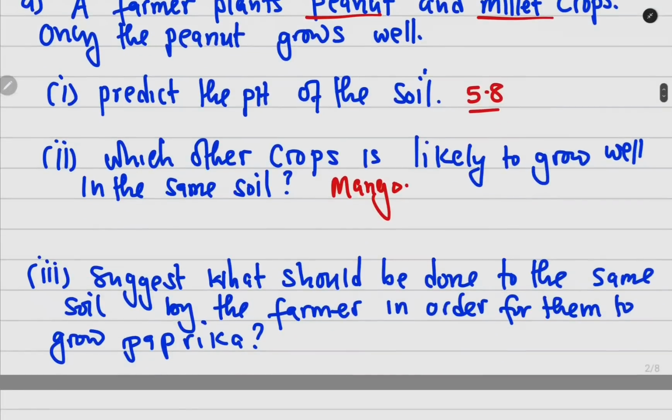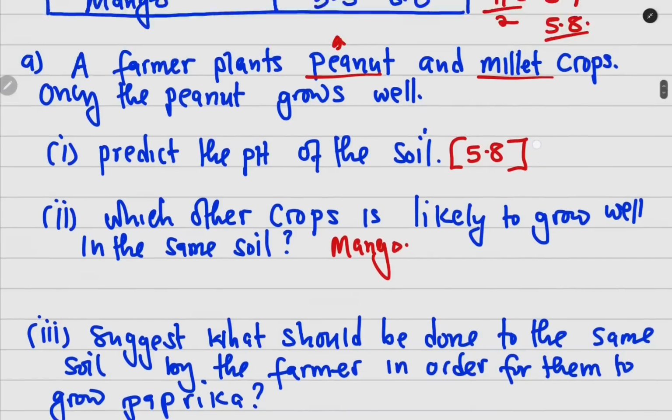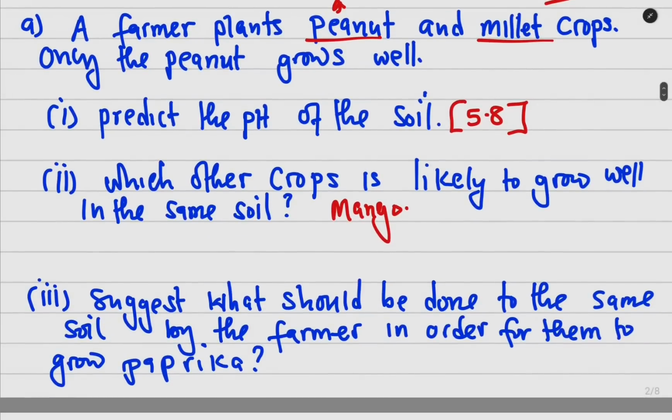Okay, suggest what should be done to the soil by the farmer in order for them to grow paprika. What should be done to the soil? So here we are assuming that the soil that they are talking about is this one, the one with a pH of 5.8. So this is acidic, you know that. Less than 7 is acidic. 6.9 coming down is acidic. So which means this soil that we are dealing with here, where this peanut grows well, it is acidic.